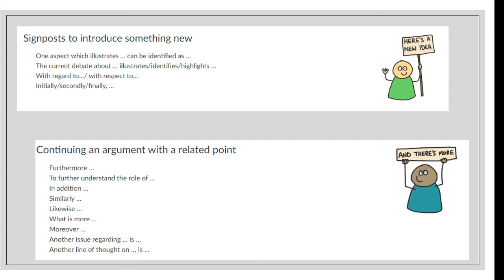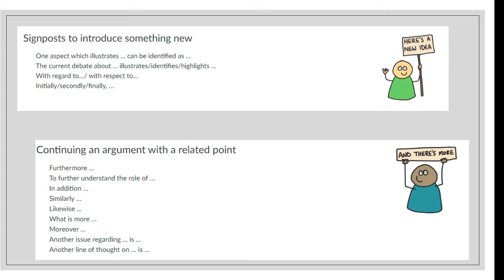For example, if you would like to signpost to introduce something new, you could say: one aspect which illustrates ... can be identified as ... So you are now directing the reader that you're going to present something new. Another example is: the current debate about ... illustrates, identifies, or highlights; with regard to; with respect to; initially, secondly, and finally.